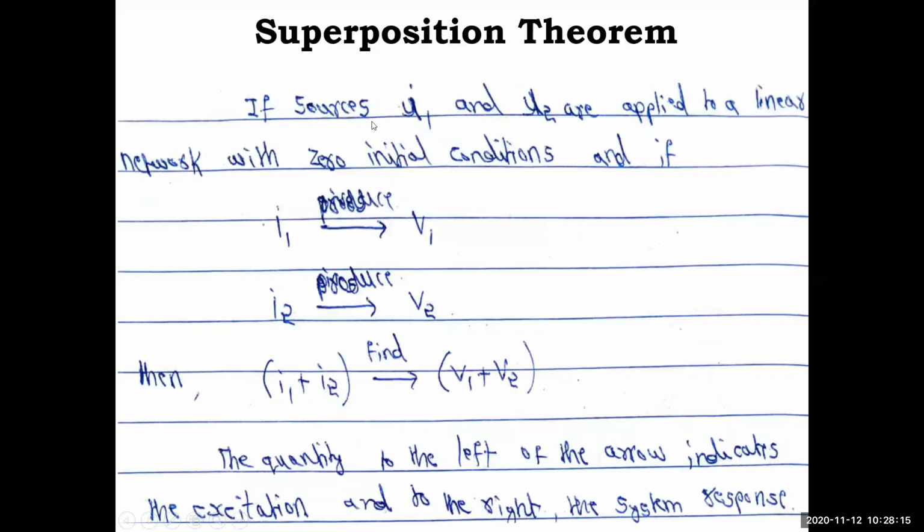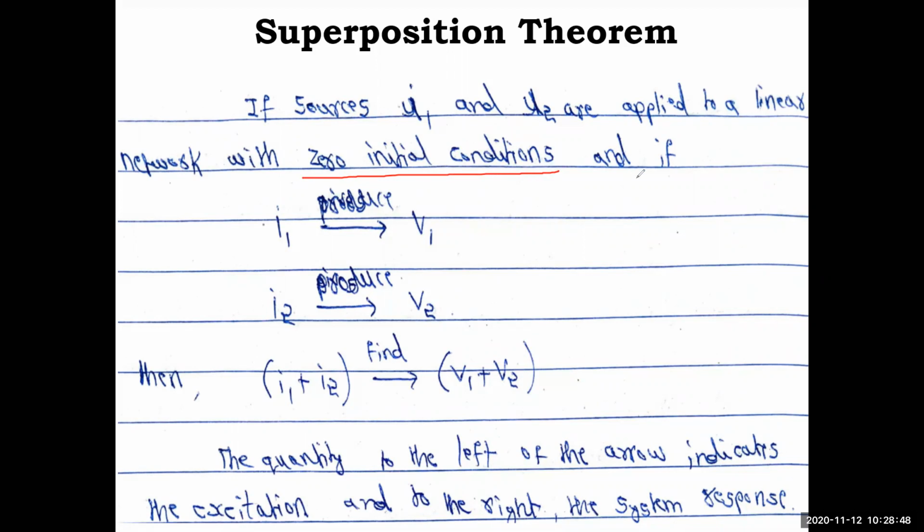See here, one analogy we have. Mathematically, we are saying this: if sources I1 and I2 are applied to a linear network with zero initial conditions. In this module, I am mentioning zero initial conditions. That means initially there is no charge in it. Current is proportional to charge, right? There is no charge, so it is nil. In the next module, when I start about initial conditions, I will consider initial conditions that are not zero. But in this module and the previous module, we have taken zero initial conditions.